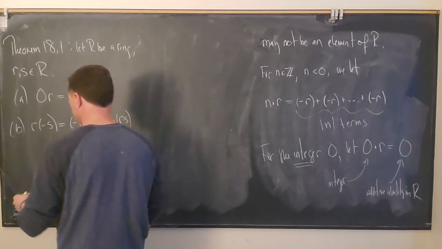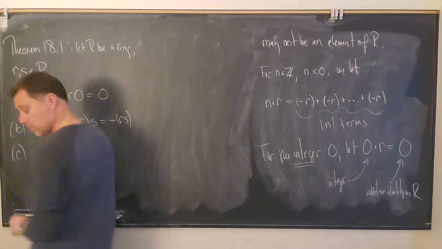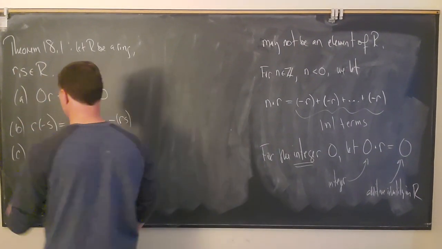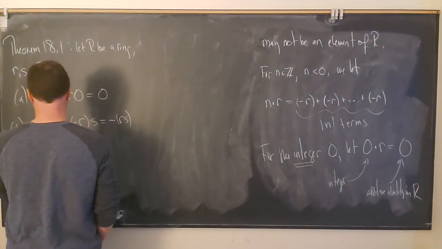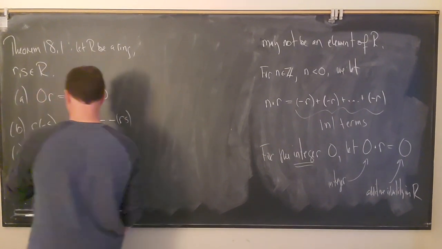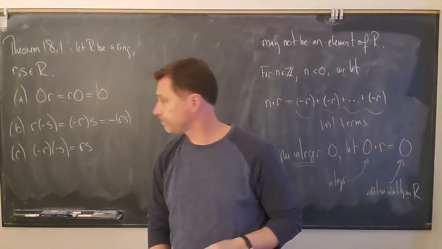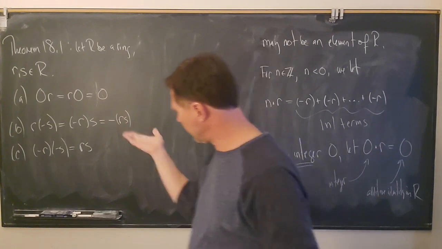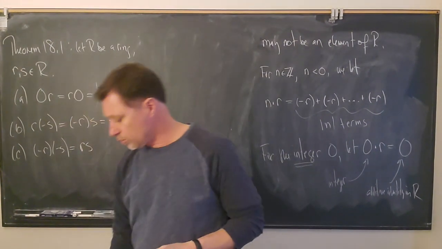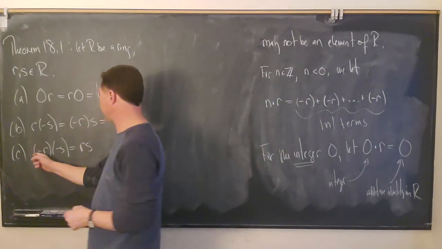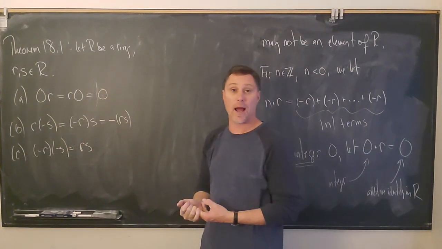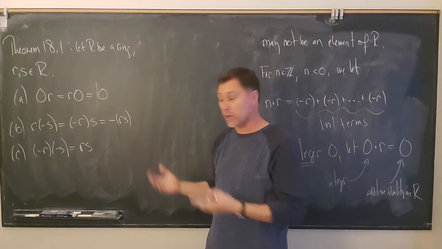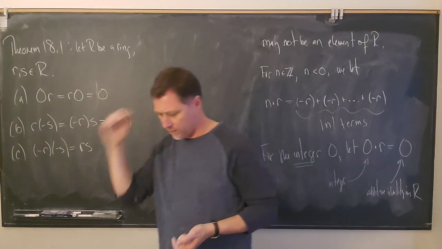And then the last one: if we do negative r times negative s, that's equal to r times s. That's our usual way of doing arithmetic: if you have two negatives, they cancel each other out. It turns out that this works in a general ring, but we actually need to verify this fact.